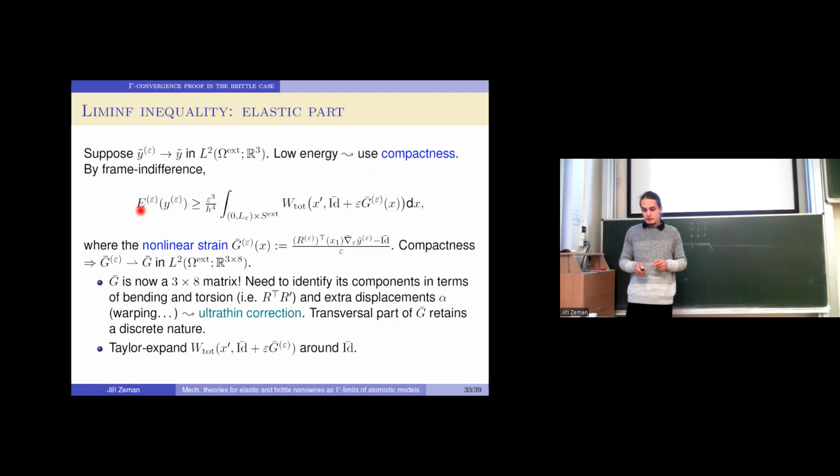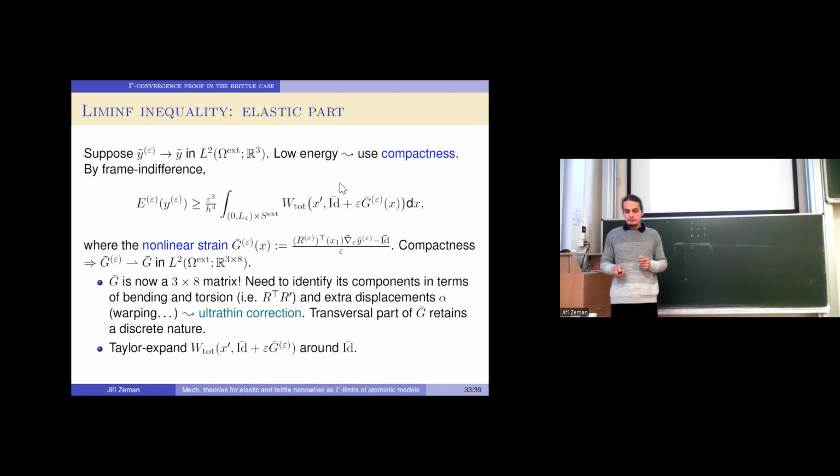And then, in a similar manner as in the work of Friesecke, James, and Müller, we can use frame indifference to derive an expression where we evaluate the energy at the discrete identity plus some remainder, which has the meaning of some nonlinear strain. Perhaps it can remind you of the Biot stress tensor. And from compactness, we get weak convergence of these quantities.